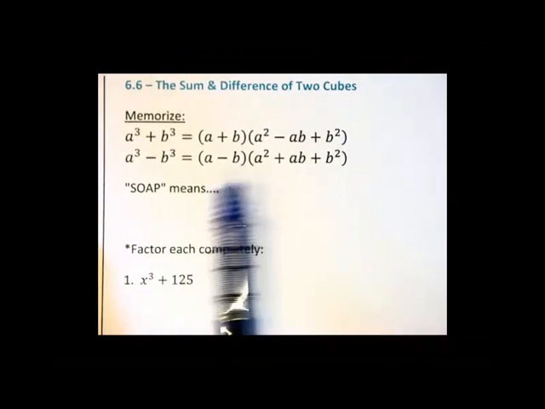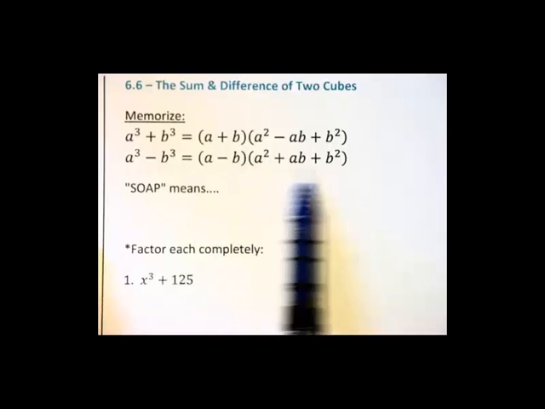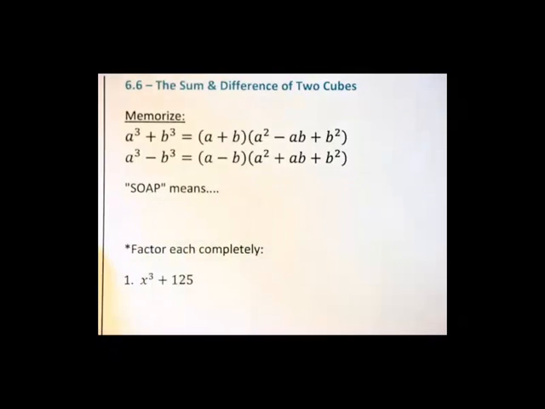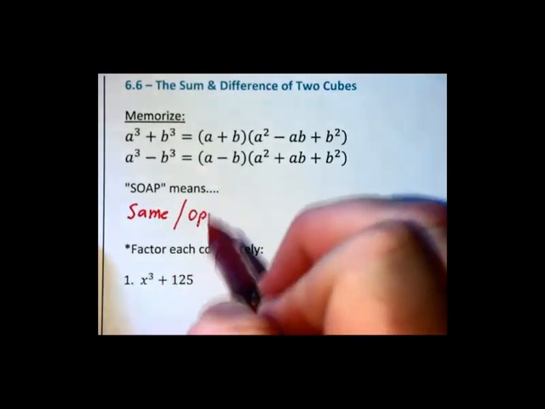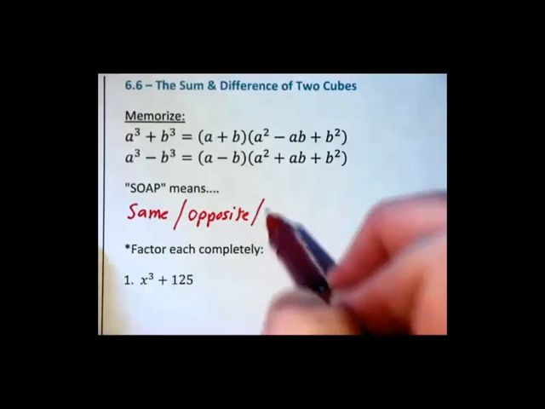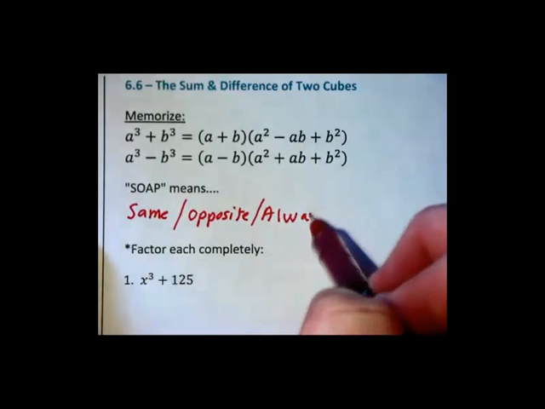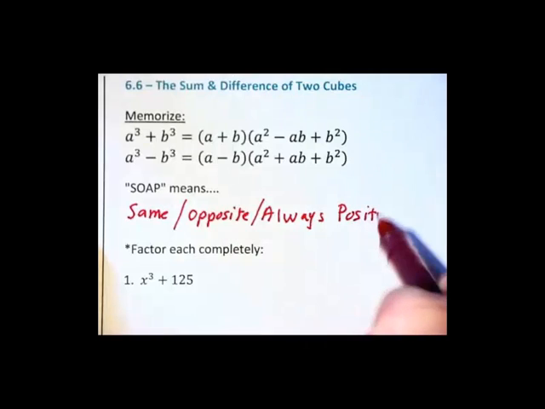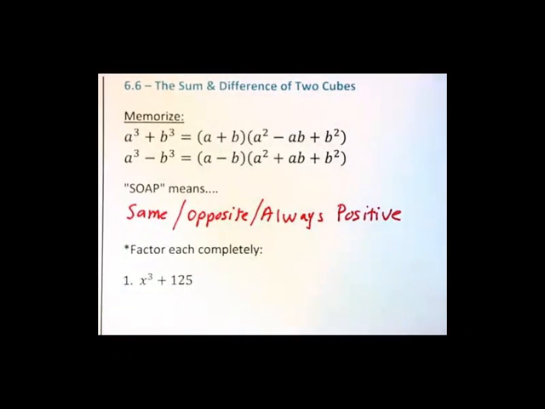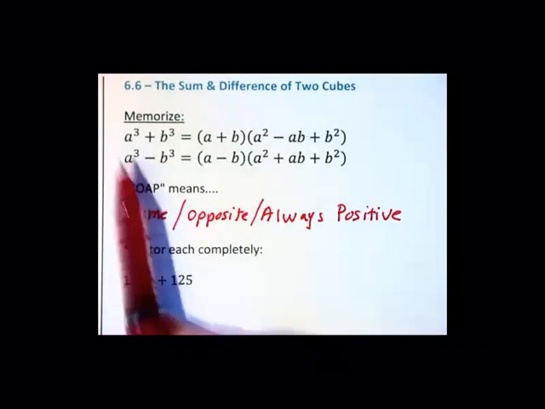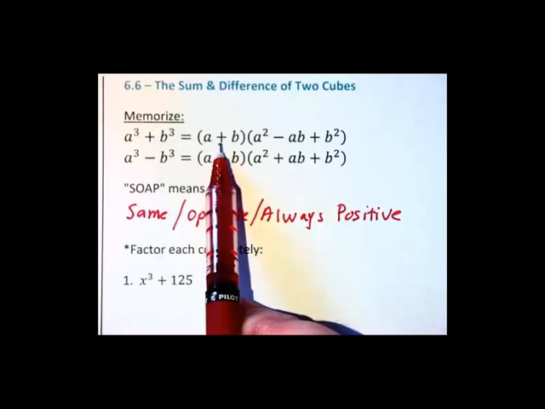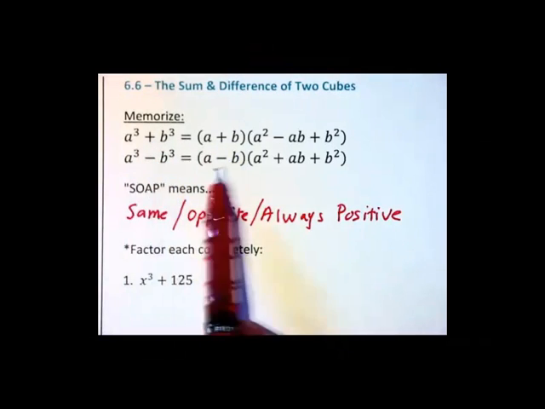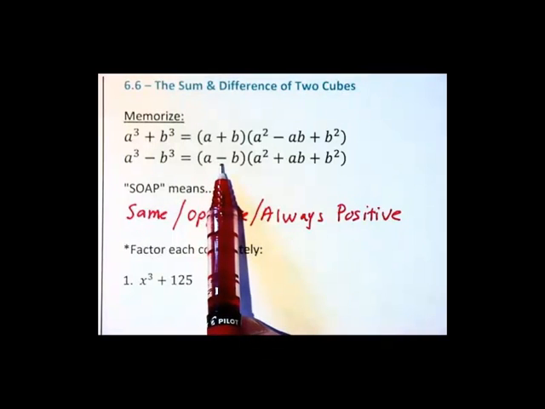Both of these will factor into a binomial times a trinomial, and we use this acronym SOAP to help us understand the pattern. SOAP stands for same, opposite, and always positive. That helps us to understand how to deal with the signs in these different parentheses. Notice when we have a cubed plus b cubed, we have the same sign, the plus, in our first parentheses, and for a cubed minus b cubed, we have the same sign, minus, in our first parentheses also.